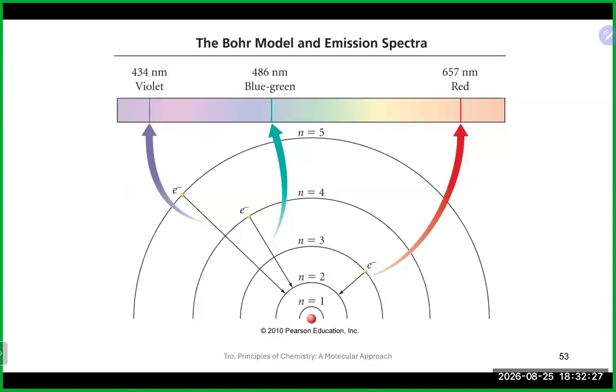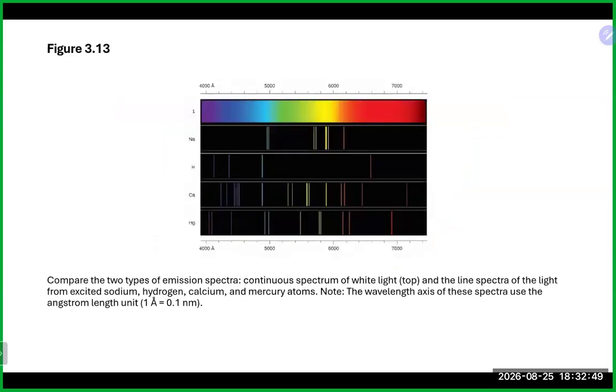And as I just explained there, you can see those transitions correspond to the specific colors that we see in something like hydrogen. And it worked really well to explain what we see with hydrogen. But as I mentioned, Bohr's model did break down as you move away from a one-electron situation.